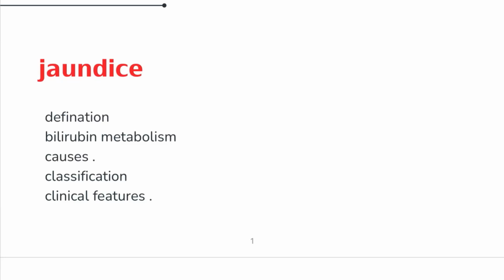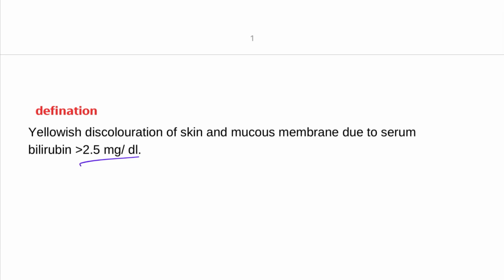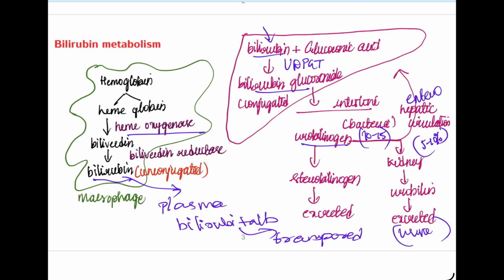So let's discuss jaundice in this video. Let's see the definition, bilirubin metabolism, causes of jaundice, classification of jaundice, and clinical features of jaundice in this video. Definition of jaundice: Jaundice is the yellowish discoloration of skin and mucous membrane due to serum bilirubin greater than 2.5 milligrams per deciliter.